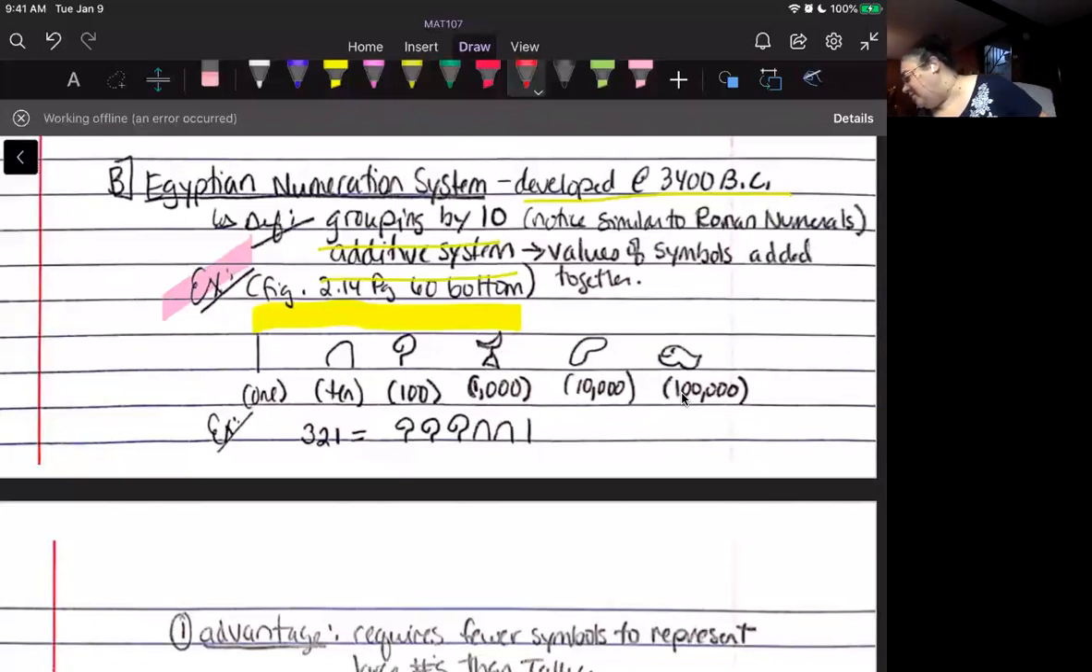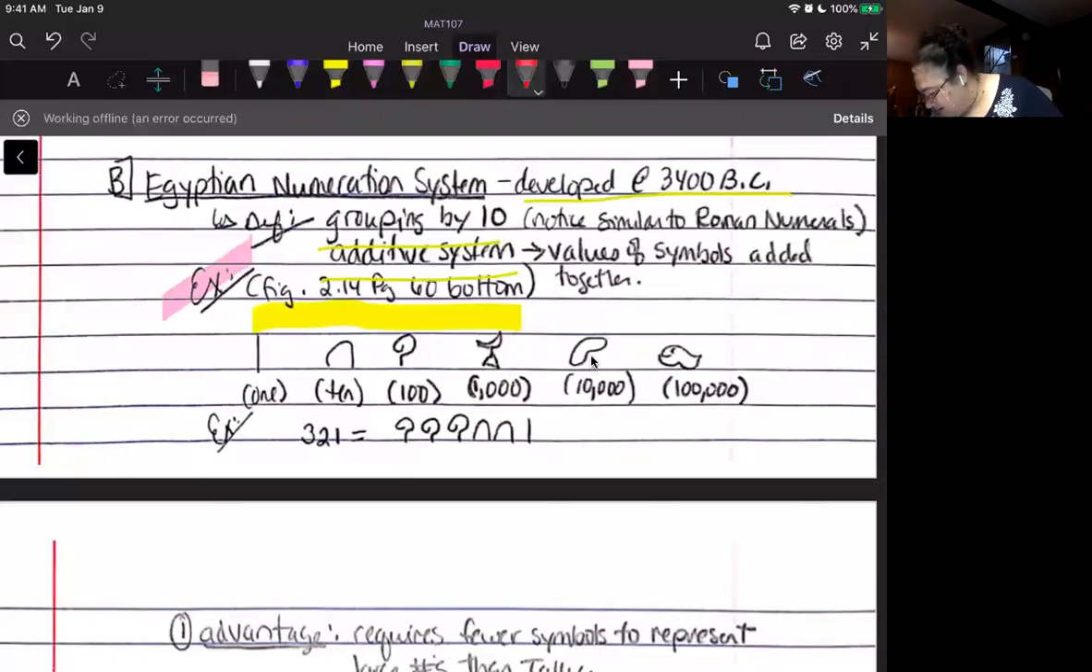But if you look in your textbook at the bottom of page 60, they will tell you what each of the names of these things are. So this, for example, here, what we call our badly made N, is called the heel bone, okay? This was called the scroll. This here was called the lotus flower, okay?